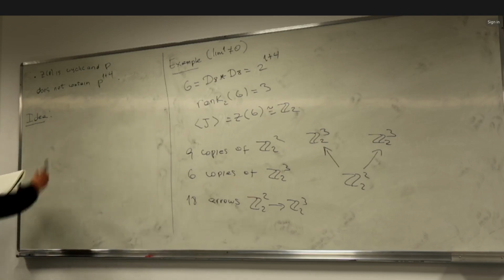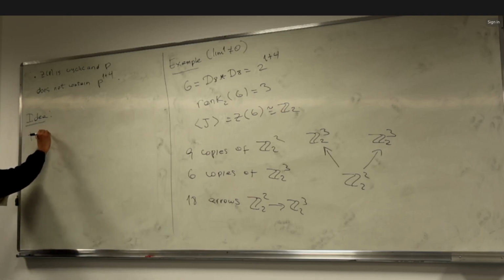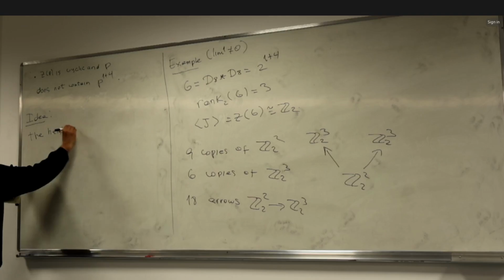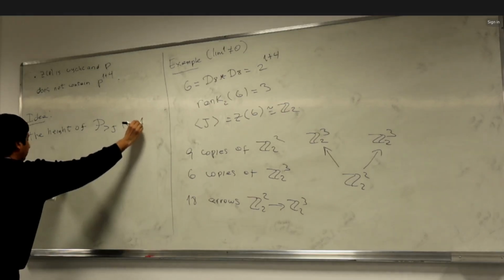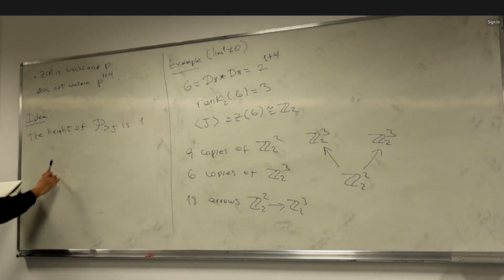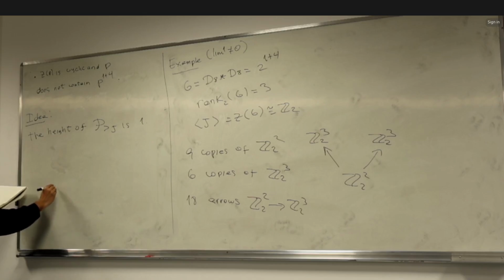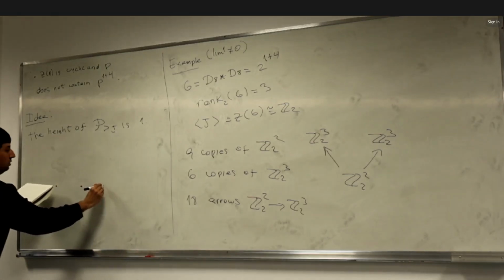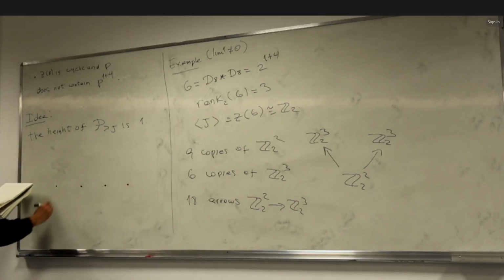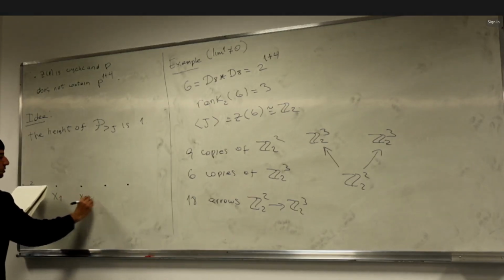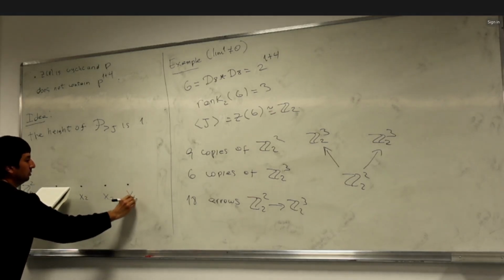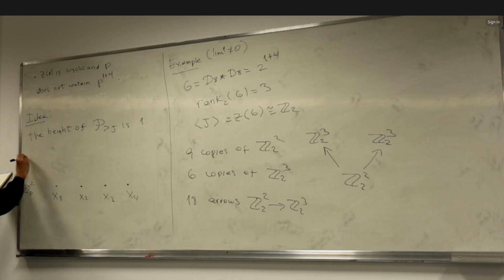So remember, just the idea. The height of this poset is 1. So let's suppose this situation. Suppose that we have 4 copies of Z mod P square and some copies of Z mod P cube.